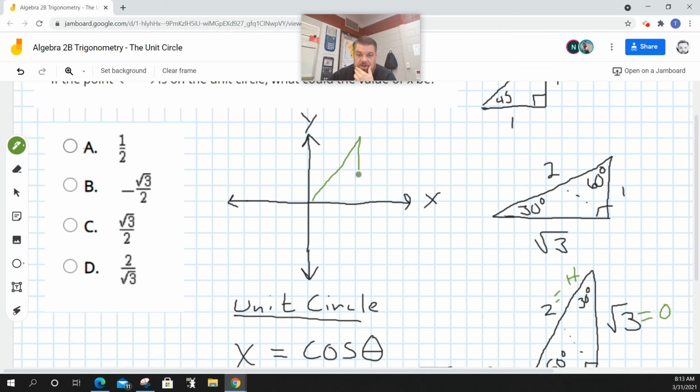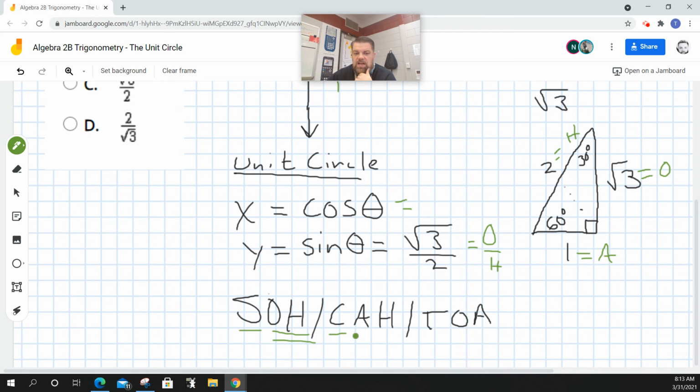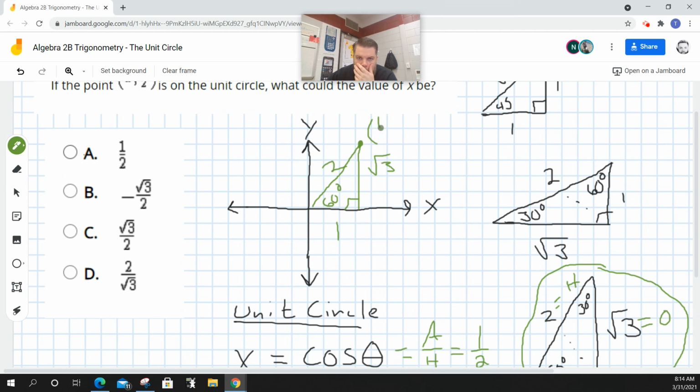So I have a triangle that looks like this, where this is a 60-degree angle, and I have this point up here. This is root 3, this is 2, and this is 1. Now, if I want to find the x value, remember that cosine is the adjacent over the hypotenuse, which is 1 over 2, because we're using this triangle that has root 3 as the opposite, and 2 as the hypotenuse. So then this point here is 1 over 2 comma root 3 over 2. So A is the right answer.